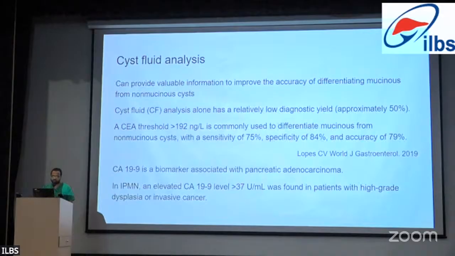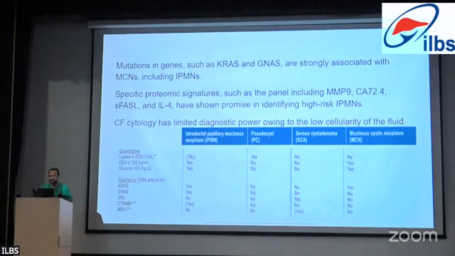We can also do cyst fluid analysis, which provides valuable information and helps in differentiating mucinous from non-mucinous cysts. However, it has a low diagnostic yield. We have a CEA threshold of about 192 to differentiate mucinous from non-mucinous cysts, with a sensitivity of 75%, specificity of 85%, and accuracy of 79%. CA19-9 is a major biomarker mainly for pancreatic adenocarcinomas. In IPMN, an elevated CA19-9 level of more than 37 is found in patients with high-grade dysplasia or invasive cancer. Mutations in genes such as KRAS and GNAS are strongly associated with MCNs, including IPMN.